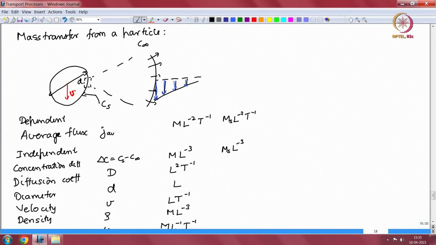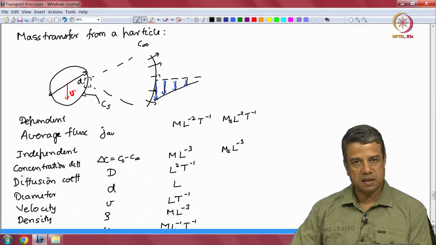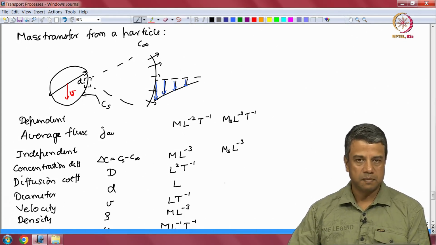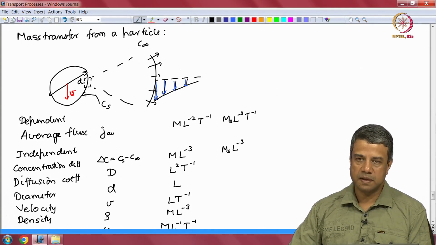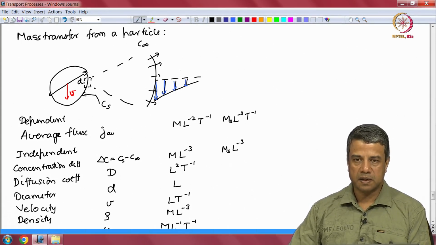And in this case, the intensive quantity corresponding to the mass transfer rate would be the average flux, the mass transported per unit area per unit time. The total mass transported would depend upon the diameter of the particle or the surface area of the particle, for example, and therefore, we write a correlation for an intensive quantity, the average flux, which is the mass transported per unit area of the surface per unit time. And once I have determined this average flux, I can just multiply this by the surface area of the particle to get the total mass transported per unit time.